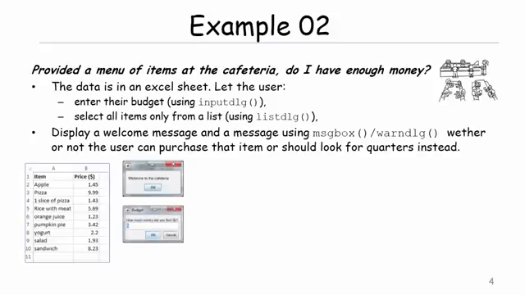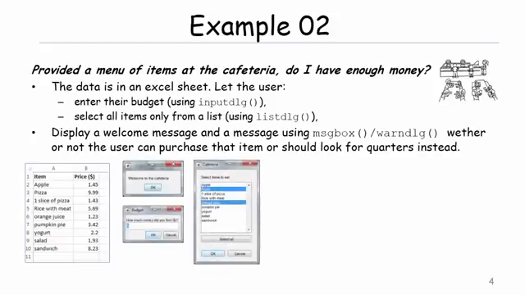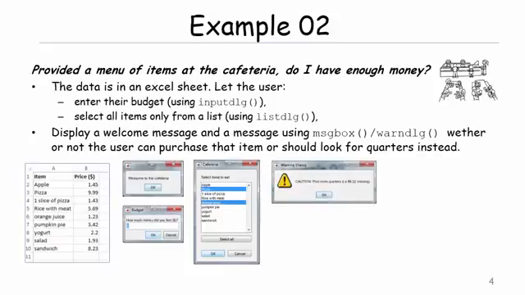How much money did you find? Please select all your items that you want to eat. So I selected pizza and orange juice. So pizza is about $10 and orange juice is $1.23. I have $5. I obviously don't have enough money. So I should see a message of caution. Please look for more quarters. If I did have enough money, then I would have happy lunch.